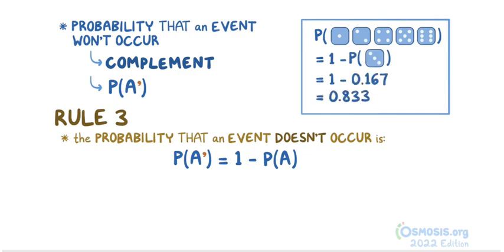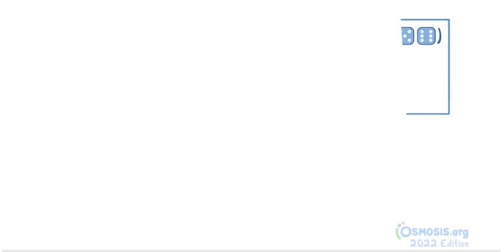Turning that around, it also means that the probability of the event happening equals 1 minus the complement. This is helpful in situations where we want to figure out the probability that an event happens, but we only know the probability that the event won't happen.